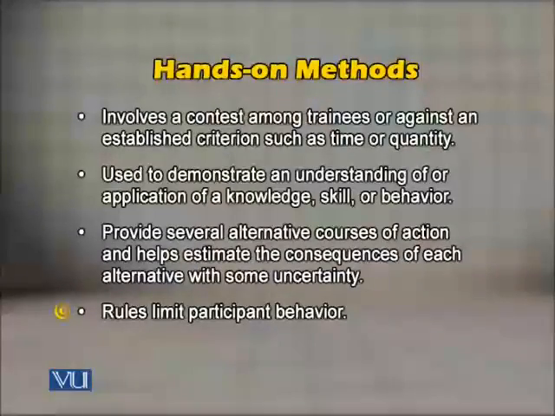Then rules limit participant behavior. That there must be rules that put a limit to your behavior, that these are the things that you can do, these are the decisions that you can take. For example, you can hire this much of people, you can lay off these many people, or you can use this much resources. If you want to use more resources, you have to go through this situation, and so on and so forth. So there must be rules that limit your behavior to a certain specification, to a certain limit.